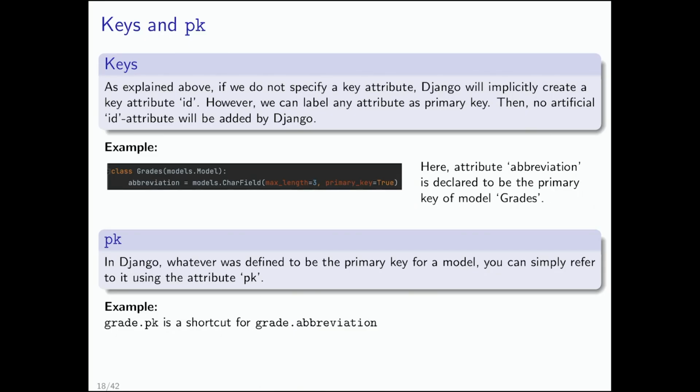For keys, you don't have to specify a key attribute. Django will implicitly create it. However, you can also mark an attribute to be a primary key. Here you would say the abbreviation is the key. So this is a model reflecting grades in the system. And then I would say, okay, that becomes a key. Then it's unique, and that key will be used also for foreign keys referencing that.